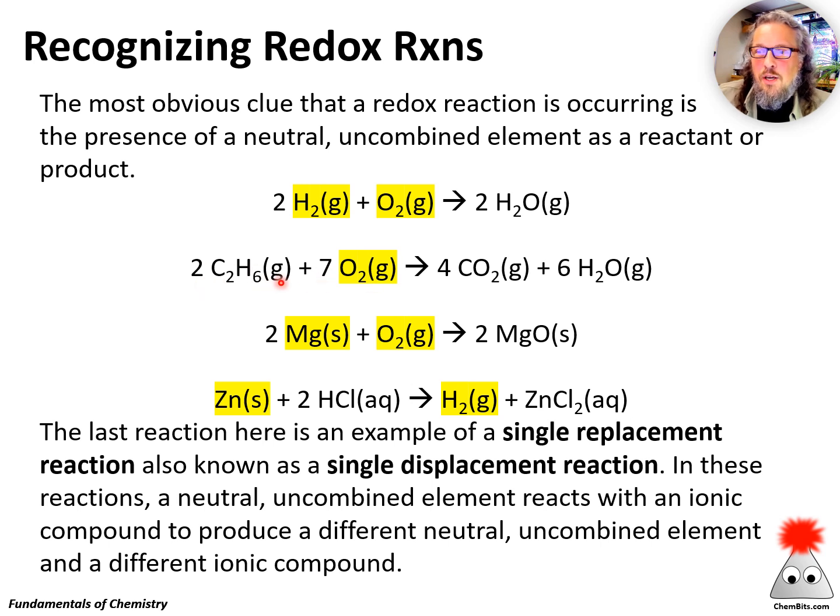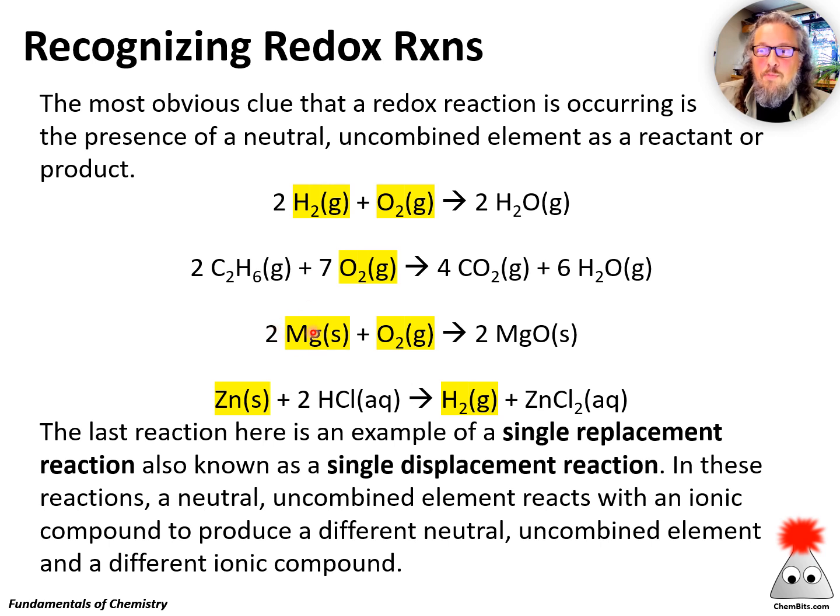Similarly, we saw this one in combustion as well. What do we have? We've got oxygen showing up as one of the reactants, and it's combined in the product side, so this is a redox reaction. Magnesium oxide, another one that we already looked at.